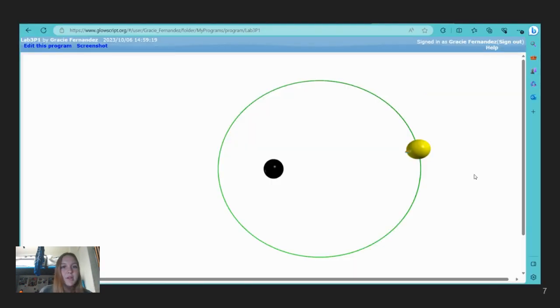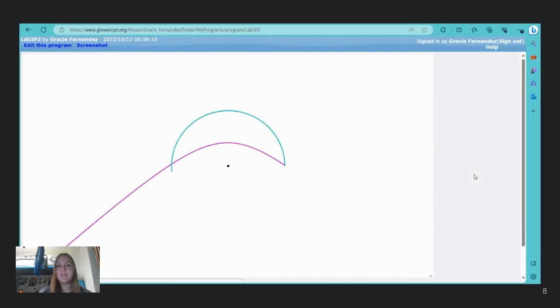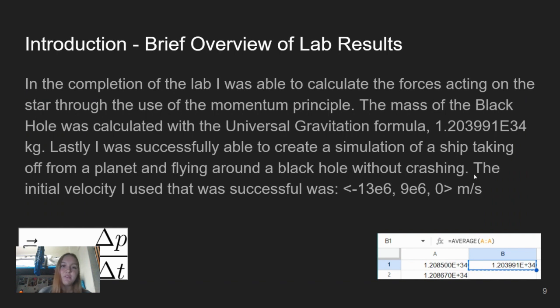Second part, a brief overview of the lab results. In the completion of the lab, I was able to calculate the forces acting on the star through the use of the momentum principle. The mass of the black hole was calculated with the universal gravitational formula, which was 1.203991e34 kilograms.